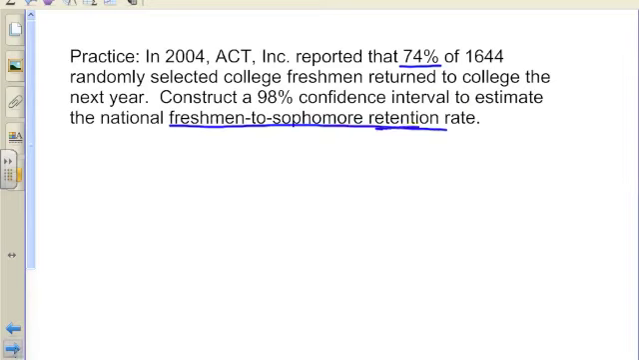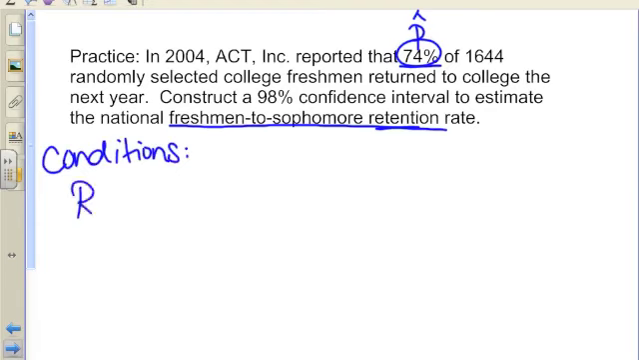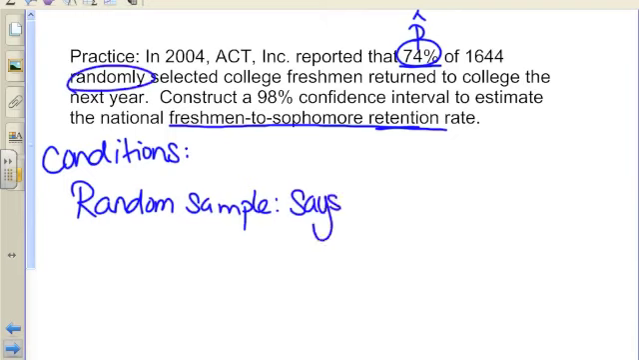Okay, so we think it's 74%. That's our p hat, that's our guess. We're going to go ahead and see if we can make an interval for where p, the true proportion, will be. So we're going to start by checking conditions. Okay, before we jump too far, we're going to check conditions. The first condition says we need a random sample. Well, do we have a random sample? As a matter of fact, we do. Look, it says right here, randomly selected. So I just like to make sure that I note it says so in the problem.